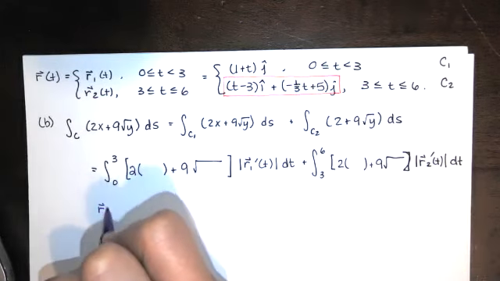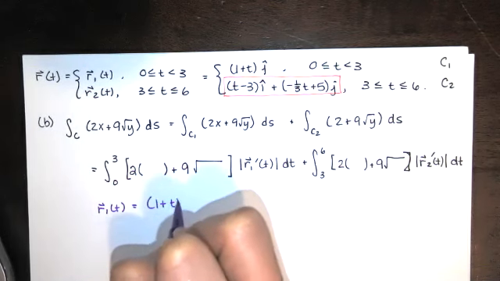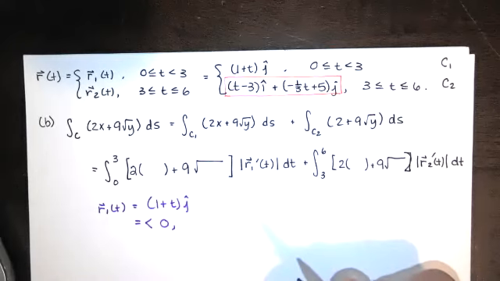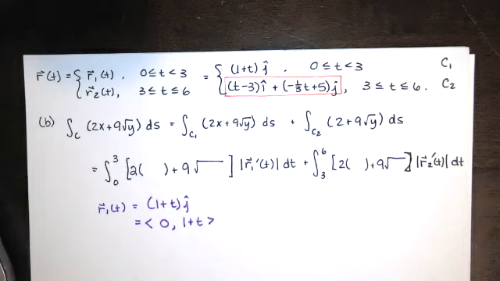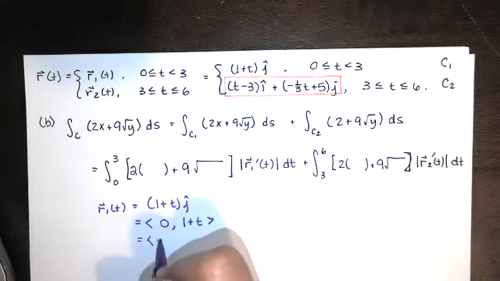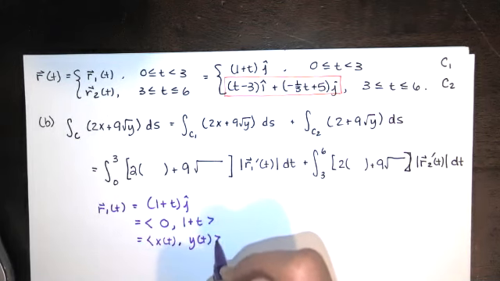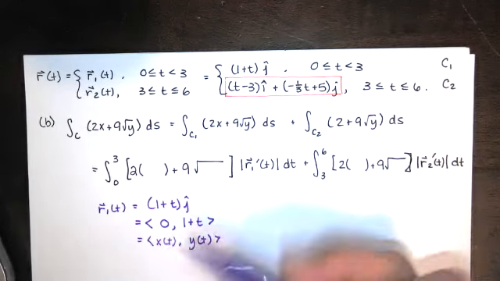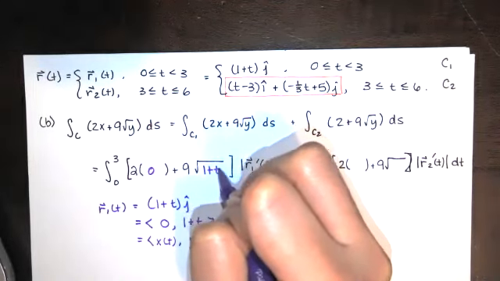Well, r1 of t was, they have 1 plus t times j hat, or I like to write it in component form. That's x of t equals 0 times i hat plus the quantity 1 plus t times j hat. This first component is your x of t. The second component is your y of t. So we're replacing x with 0, and we're replacing y with 1 plus t.